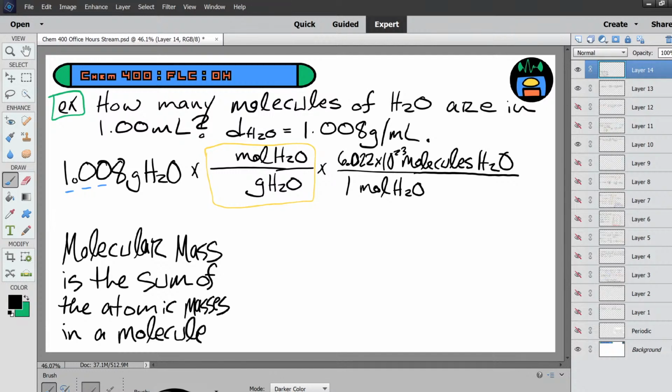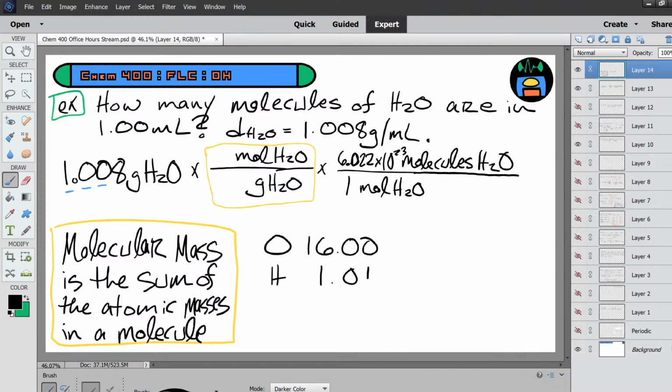All right, we need to calculate the molecular mass for water. Oxygen, if you look it up, has an atomic mass of 16.00. Hydrogen has an atomic mass of 1.01. But we have 2 hydrogen atoms in this molecule, so we have to add the mass of 2 hydrogen atoms.